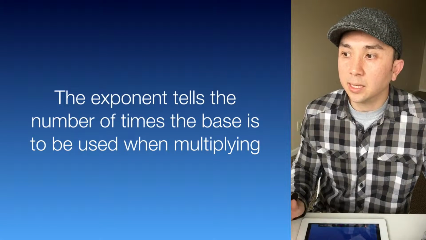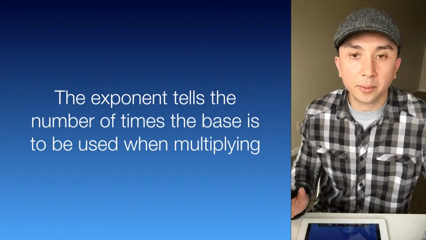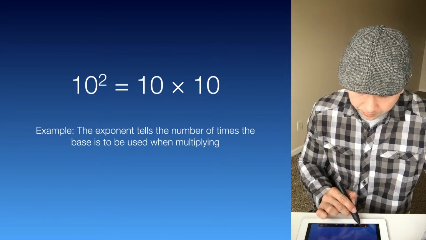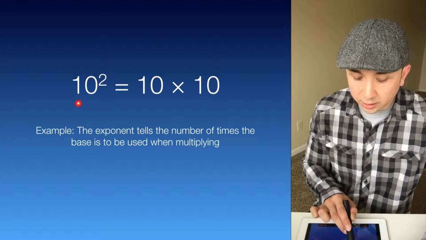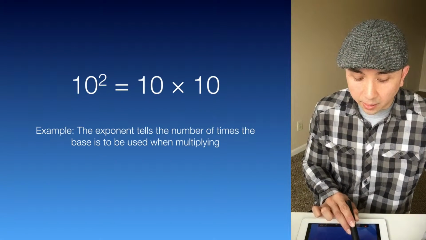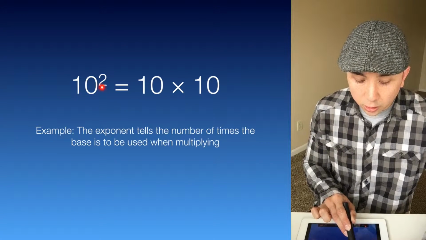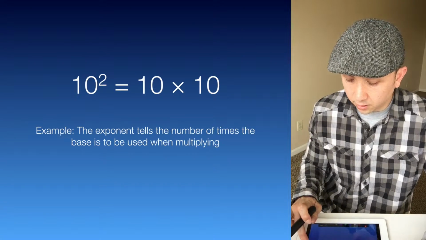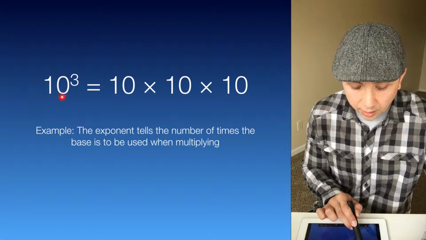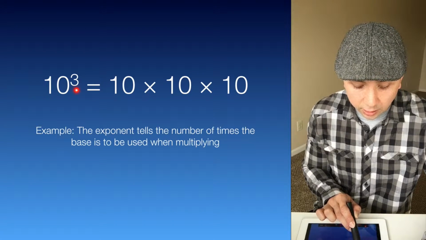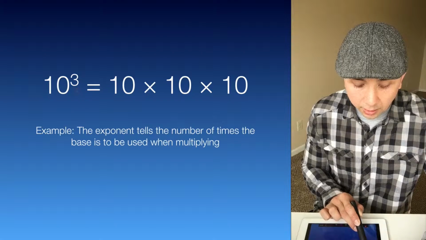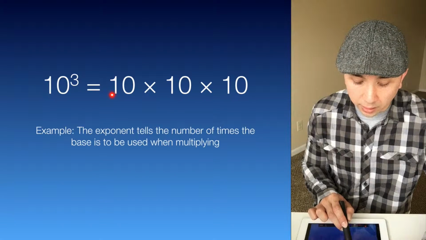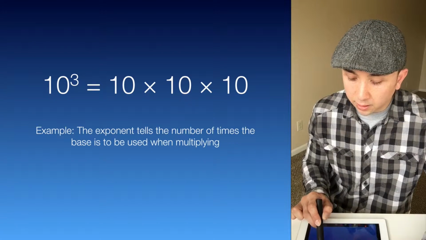So the exponent tells the number of times the base is to be used when multiplying. For example, we have 10 squared. Well, that means that 10 is to be multiplied 2 times. So we have 10 times 10. Now here we have 10 raised to the third power, or 10 cubed. This tells us that 10 is to be multiplied 3 times. So here we're going to multiply 10 times 10 times 10.